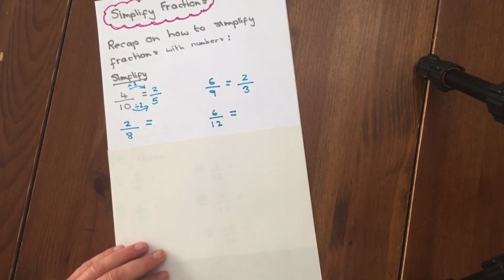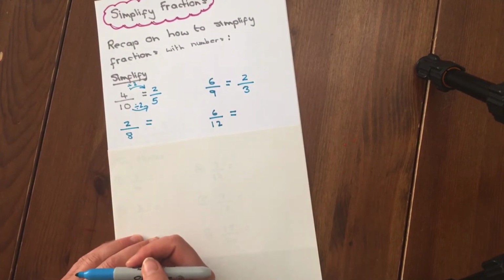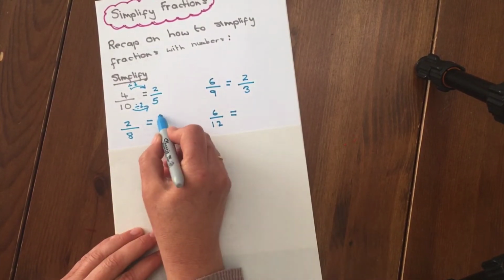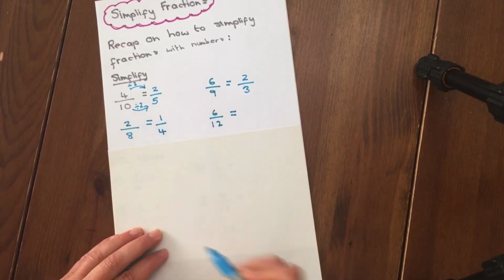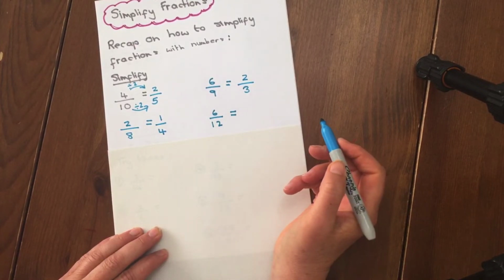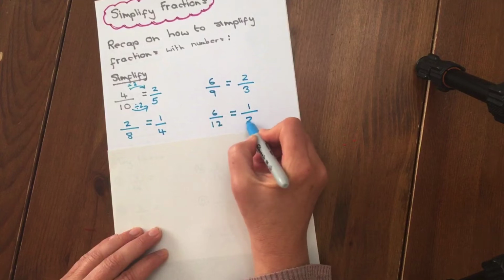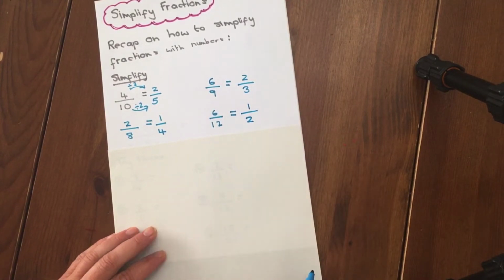Okay, let's look at these two. What number goes into 2 and 8? Yep, well done, 2. Divide the top by 2, divide the bottom by 2. Next one, 6 over 12. What number goes into both of them? Yeah, well done. 6 goes into both of them. Divide the top by 6 and the bottom by 6.